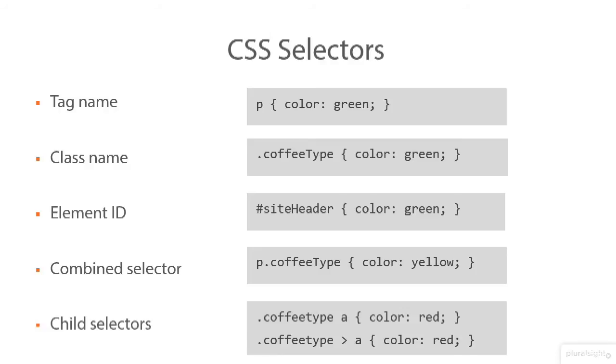If we want to be more specific again, we can use child and descendant selectors. An example of a descendant selector is shown on the slide here in the form of coffee type, space, and then the anchor tag. This selector will retrieve anchor tags which are a descendant of an element with the class coffee type. If we add a greater than symbol, then we are creating a child selector. In this case, the anchor tag should be a direct child of the element with the class coffee type applied on it. Otherwise, it won't get selected with this selector.